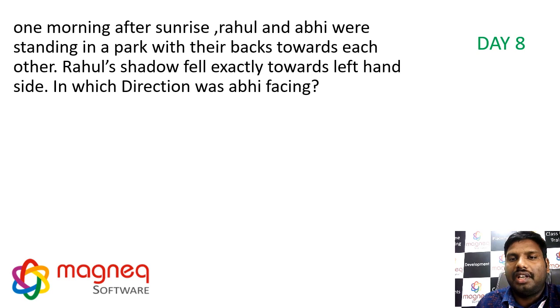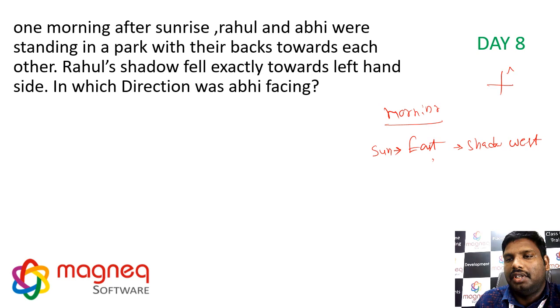One morning after sunrise, Rahul and Abhi were standing in a park with their backs towards each other. Rahul's shadow fell exactly towards the left hand side. In which direction was Abhi facing? We know in the morning time, the sun rises in the east direction and the shadow falls in the west direction. North, east, west, and south.